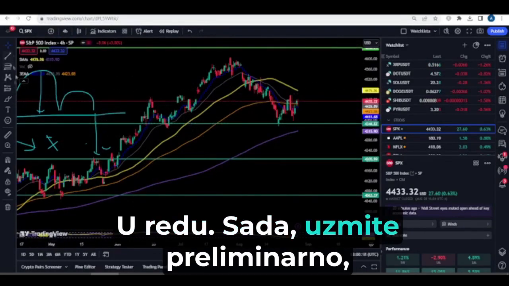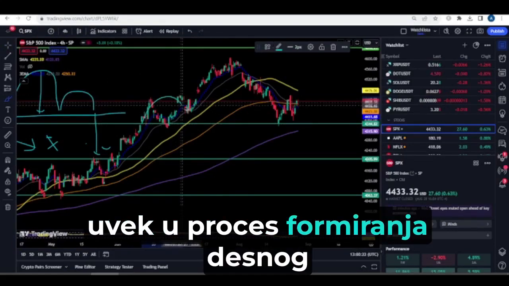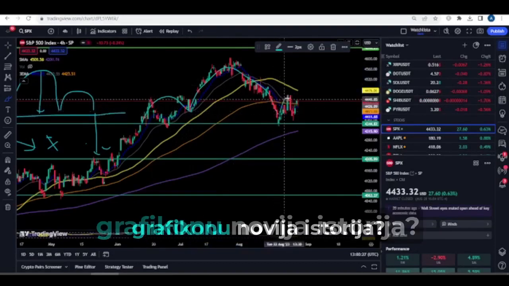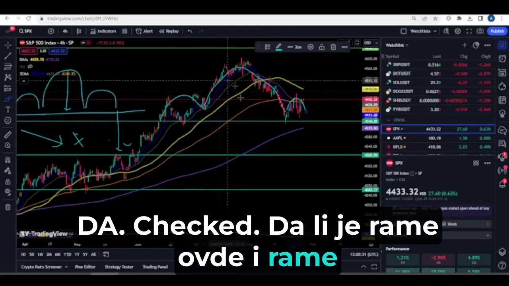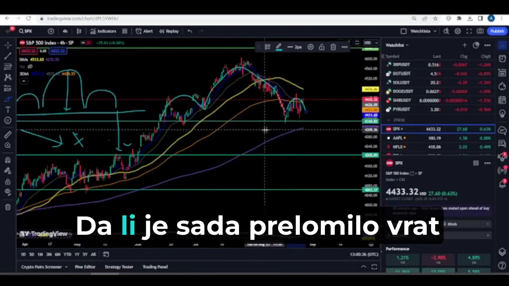All right, now again, it's preliminary. Preliminary means that you're still in the process of forming the right shoulder. So the question is, is this at the highest point on the chart in recent history? Yup, it is. All right, check. Is the shoulder here and the shoulder here lower than the head? Check. All right, now has it broken the neckline?